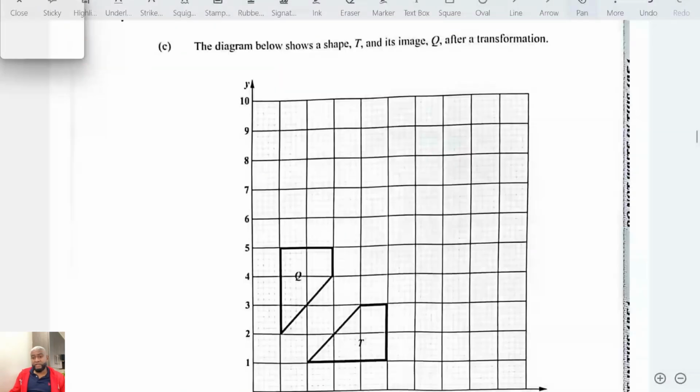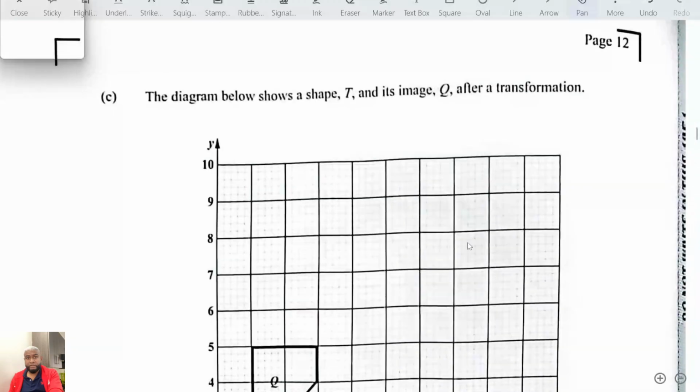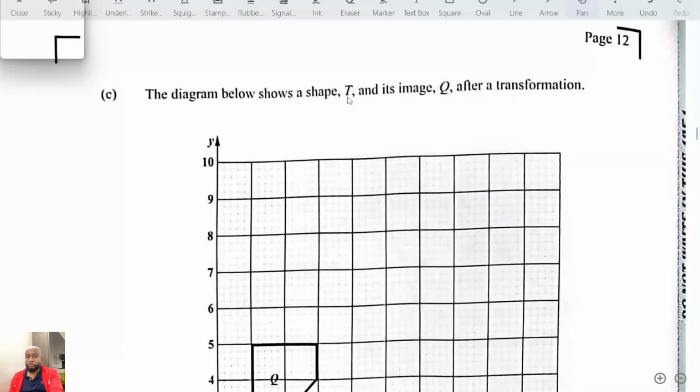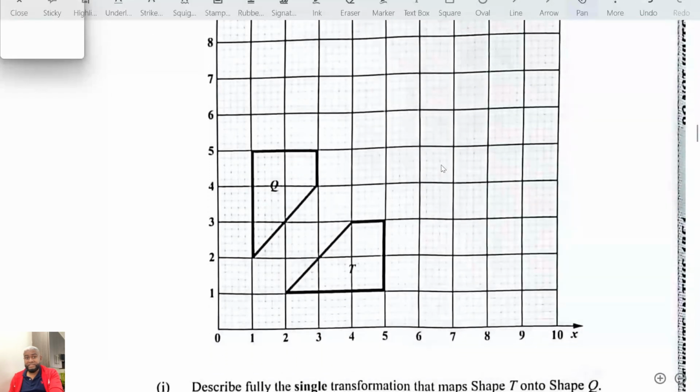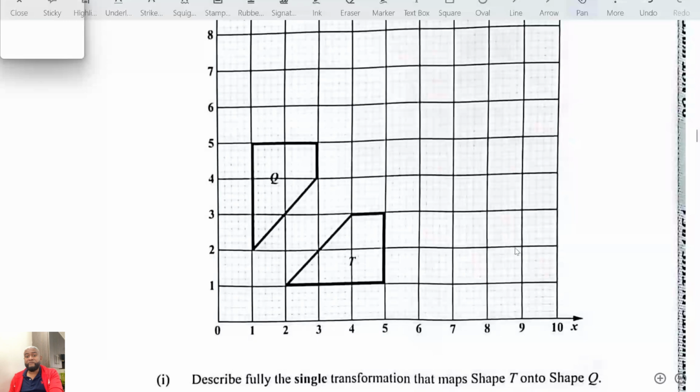Write down vertically opposite angles. So let me just read it. The diagram below shows the shape T and its image Q after a transformation. So this is Q, this is T. Describe fully the transformation which maps T onto Q. Anybody know what maps T onto Q? It's a reflection, but on which line?